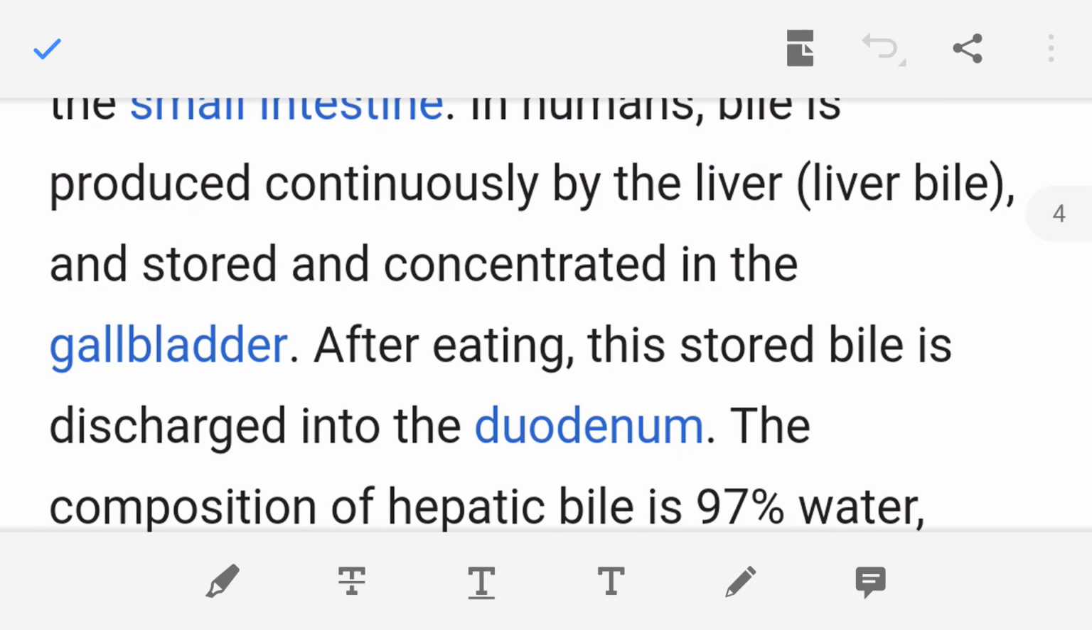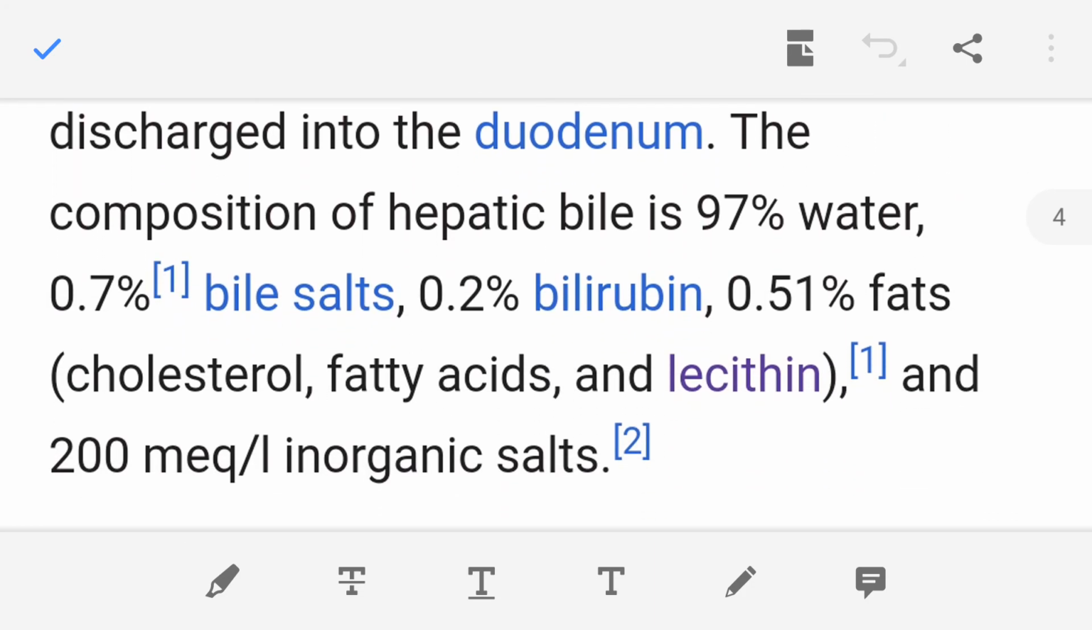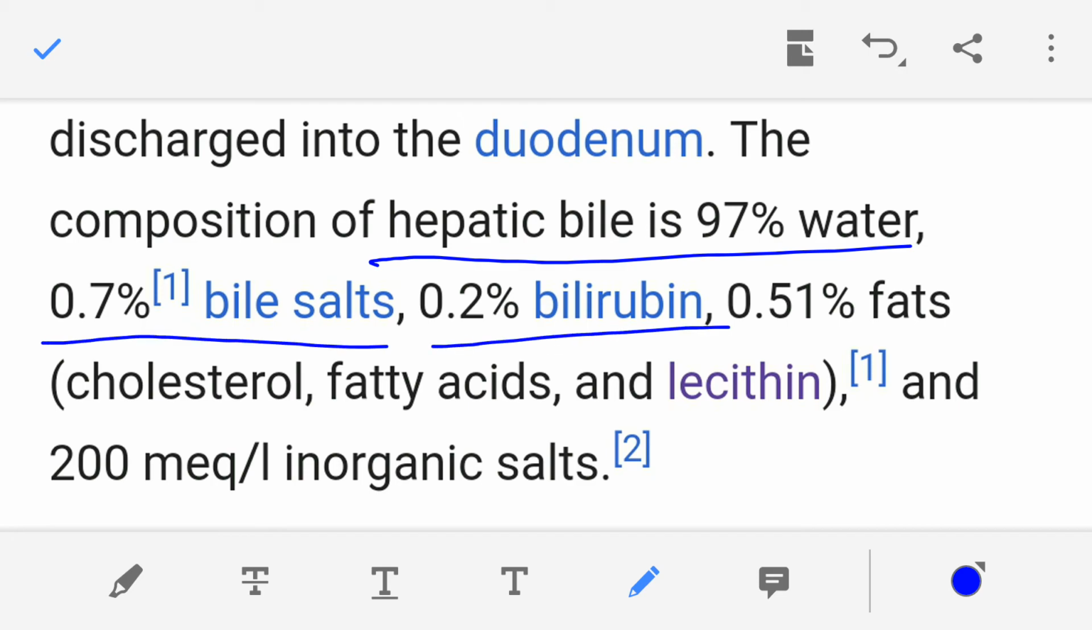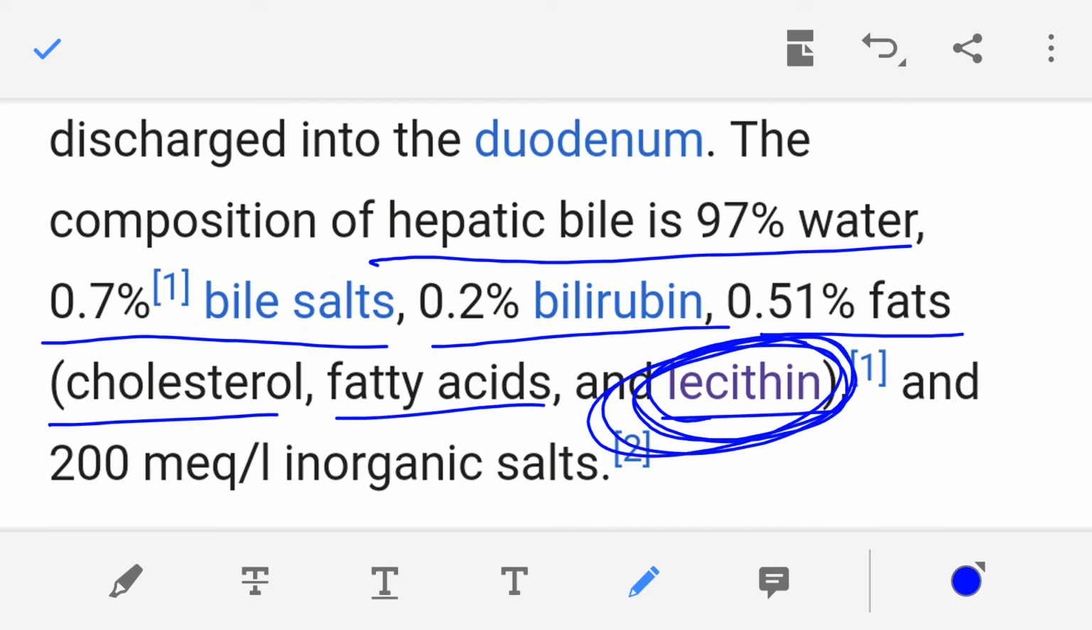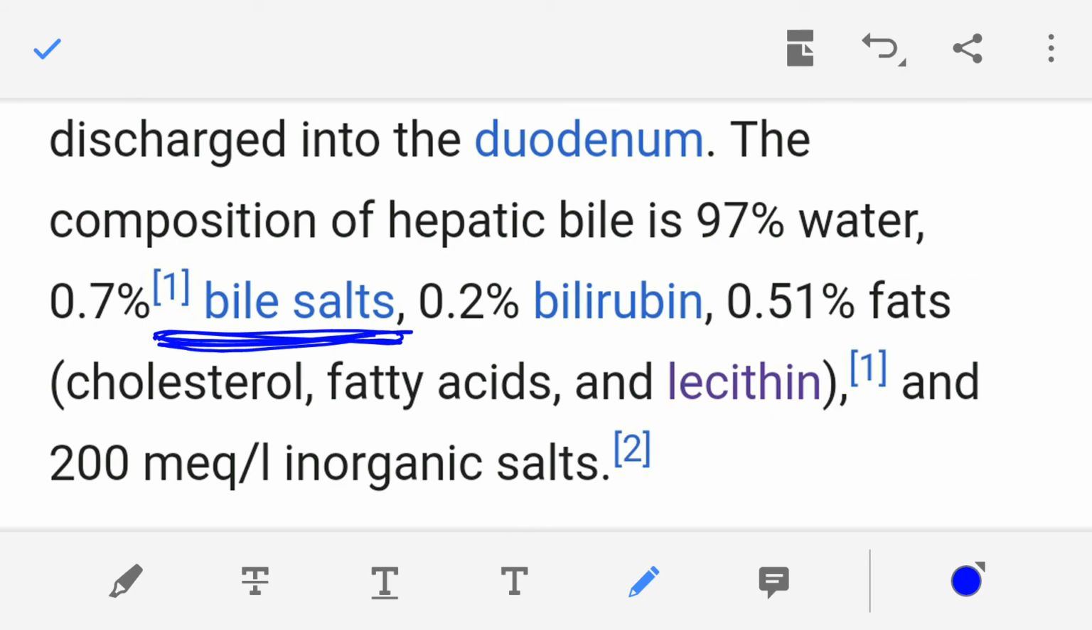Now first, the composition of bile, what the bile is made up of. In the hepatic bile, 97% water, 0.7% bile salt, 0.2% bilirubin, 0.51% fats, cholesterol, fatty acid, and lecithin. So this lecithin is present in the bile. Here are two main factors for this discussion: bile salt and lecithin.